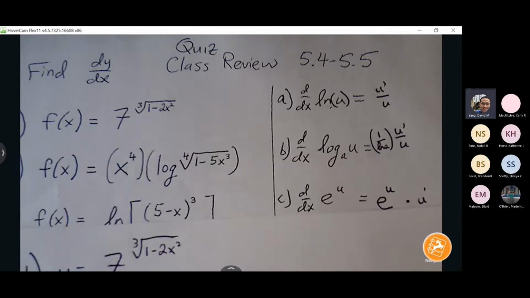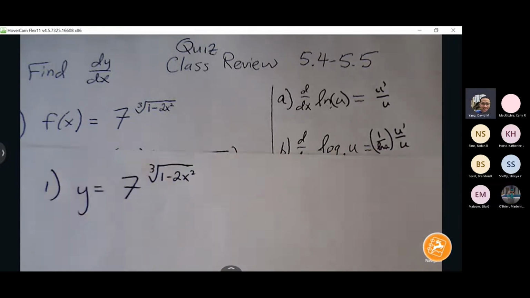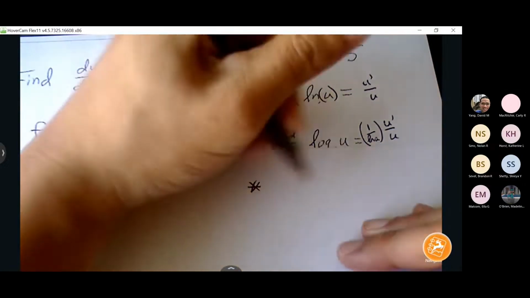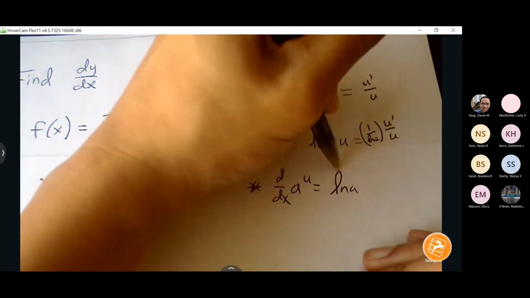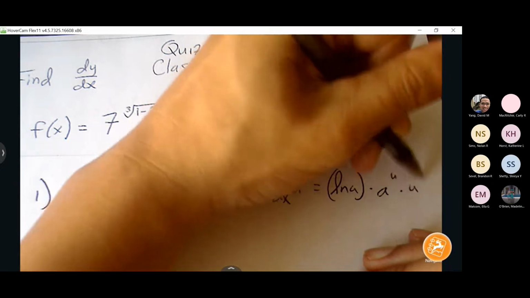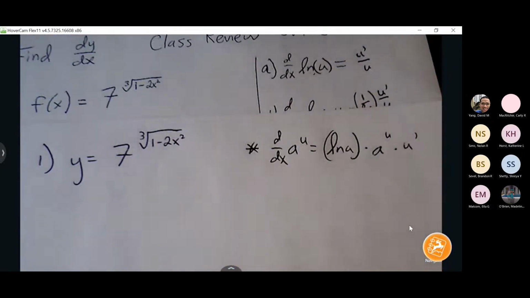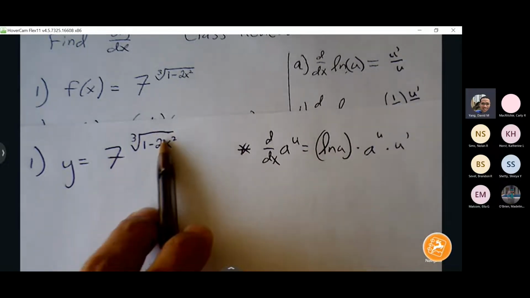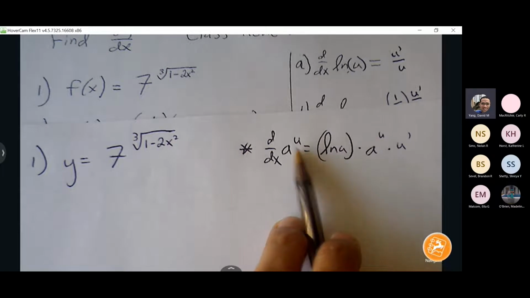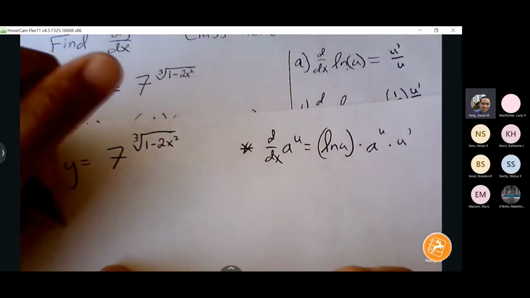Okay, so we're following along with this rule here. This is the a to the u rule. All right, so this matches nicely with a to the u because this is an exponential function. Base 7 raised to the exponent. So my a is 7, my u is this entire expression. But I do want to get that u value a little bit cleaned up.